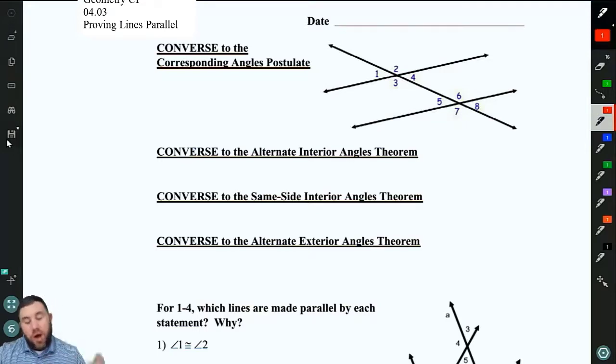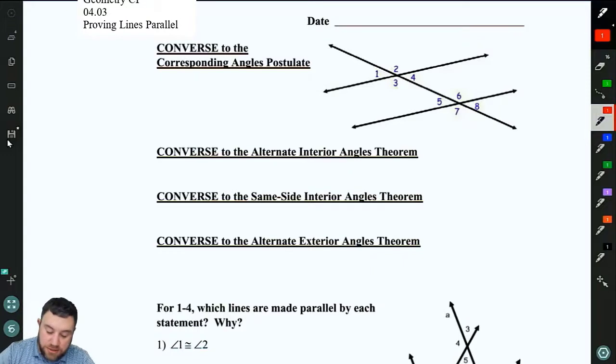So all of these, we have a postulate and three theorems. They are all converses of what we did last time. Remember, a converse switches the if and then part of our statement. All of these start with two lines cut by a transversal and some congruent angles, and then all of them end with, then the lines are parallel. So let's go ahead and write out our postulate and our three theorems, and then we'll get into actually applying these.